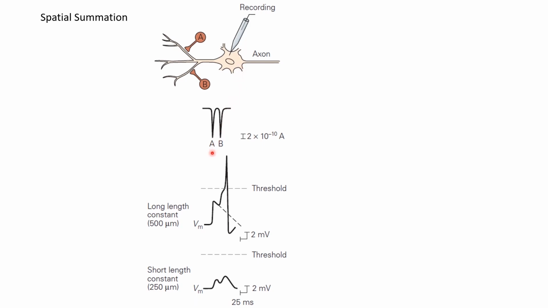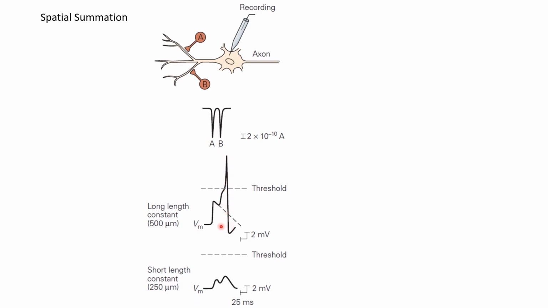So if we look at the membrane potential at the axon hillock, when input A is received, we see some depolarization, and this depolarization is reduced depending on the length. And further, when input from B comes, it gets added up to the membrane potential that was there at this point, and if it crosses the threshold, then we see an action potential.